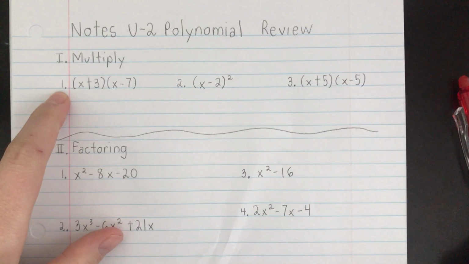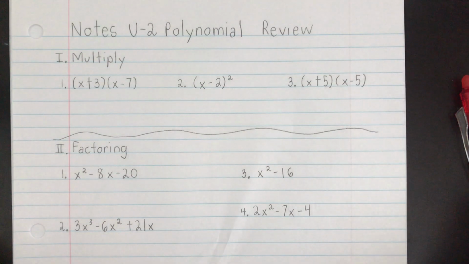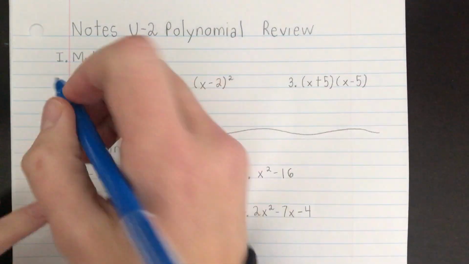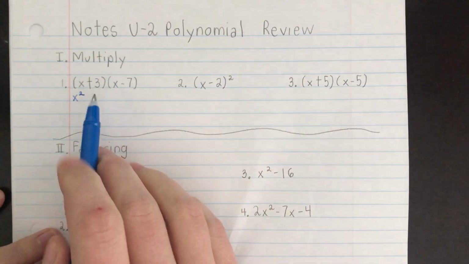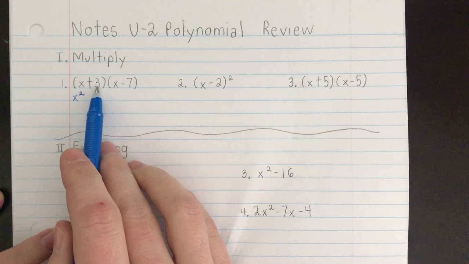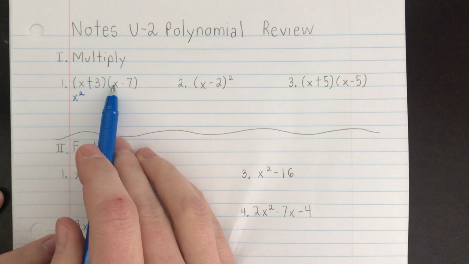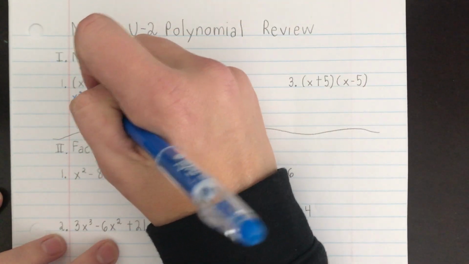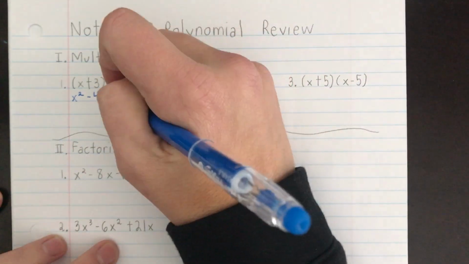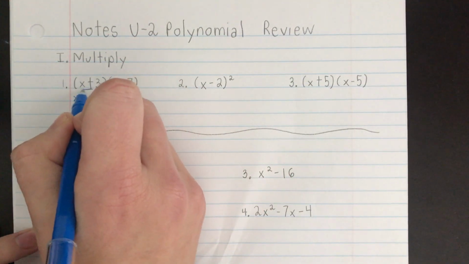If I ask you on number 1 to multiply these two binomials, you should be using the FOIL method and you should be doing most of it in your head. So x times x is x squared. The outer and the inner, hopefully you can do together. X times negative 7 is negative 7x, and the inner, 3 times x is 3x. So combine negative 7x with 3x to be negative 4x. And then the last, positive 3 times negative 7, which is negative 21. Okay, so that's your answer on number 1.